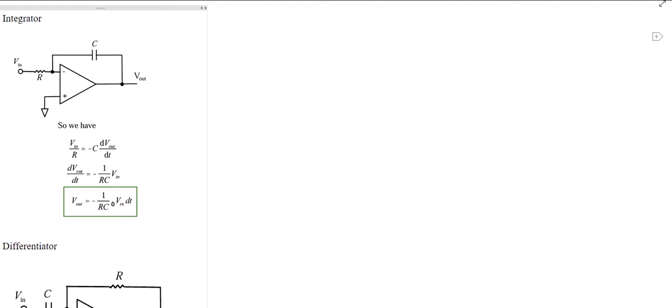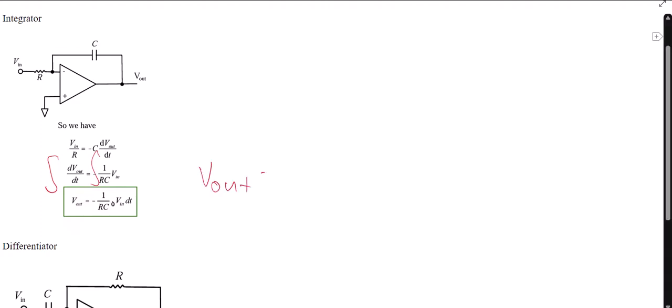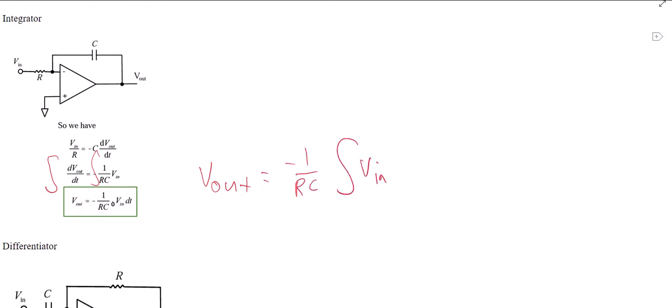You'll learn about capacitors in this chapter. But I think on this last thing here with V out, I think there's a typo. I think the idea here was you integrate both sides and you get that V out equals minus 1 over RC times the integral of Vn dt, because the integral is missing there.